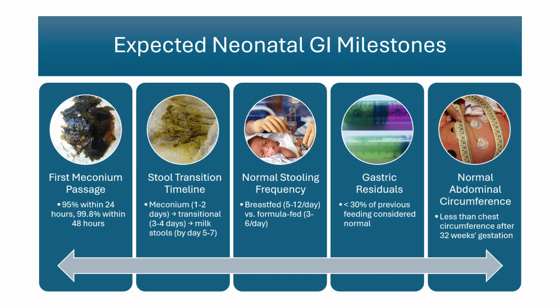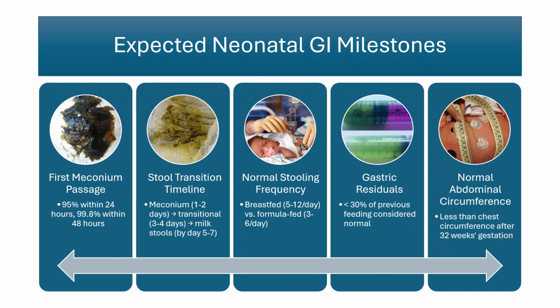The stool transition follows a predictable pattern. Meconium appears in the first 1 to 2 days, followed by transitional stools during days 3 to 4, then mature milk stools by day 5 to 7. This progression reflects normal gut colonization and feeding establishment.